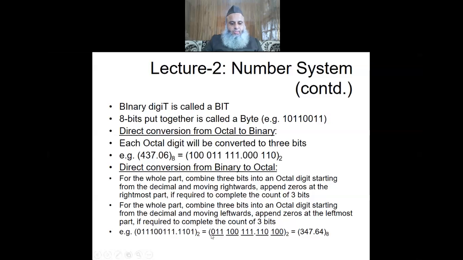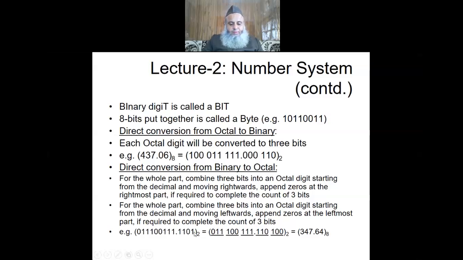Things will be more clear. Suppose this is the binary number given. I'll start combining the bits 3 by 3. So I'll take this 111, I'll move leftwards, 111. Then I'll combine these 3 bits again, 001. After having 001, this 110 is left. Since this 0 is insignificant because it is at the leftmost portion, I can append this 0 here to get a complete combination of 3 bits.